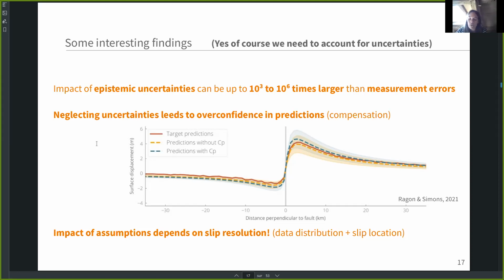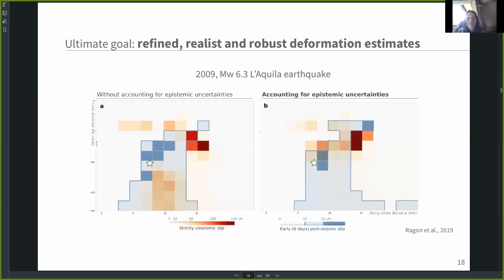What I want to show, what I showed during my PhD, is that accounting for uncertainties was really necessary to go towards more refined, realistic, and robust deformation estimates. And I think when we are confident enough in our deformation estimates, we can start to compare these deformation estimates across several spatial and temporal scales.